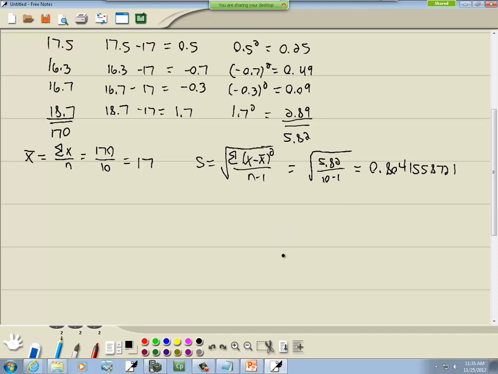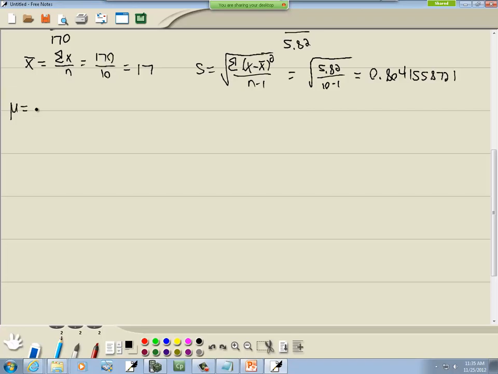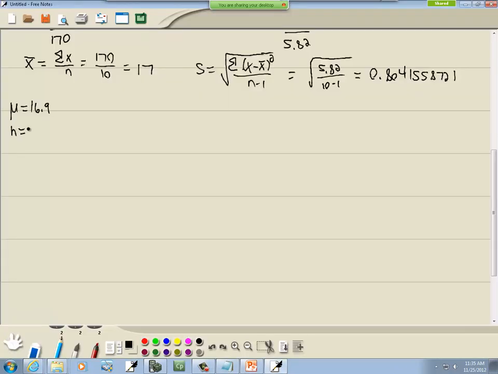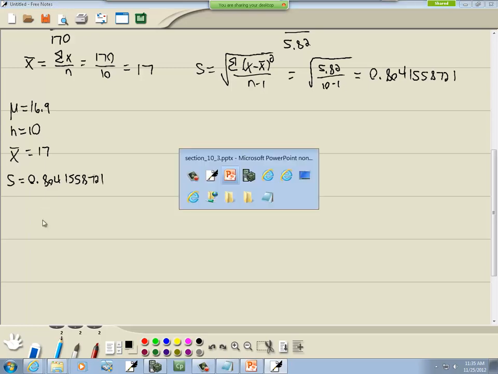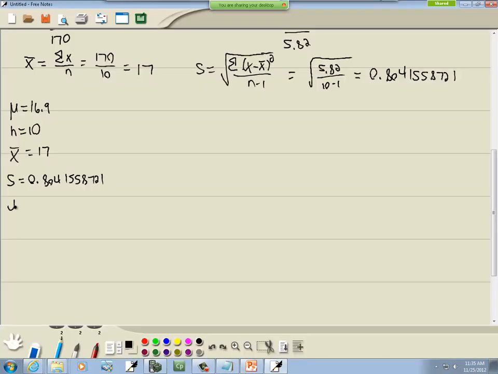Okay, well, now we have those two, so we can proceed with our problem. It says the mean amount of fluid in a bottle of pop is 16.9. Well, that's mu. As it says, mean doesn't refer to a sample at all. The researcher believes that the mean is more than that. 10 bottles are sampled, so n is 10. And we found that x bar was equal to 17, and s is equal to 0.8041558721. Test the claim based on this information at alpha equal to 10%. Okay, that's all the information they give us.